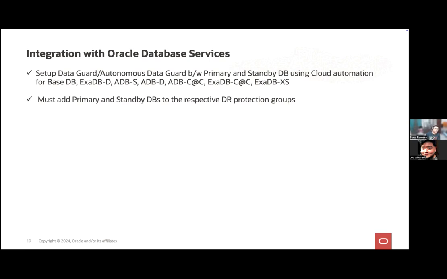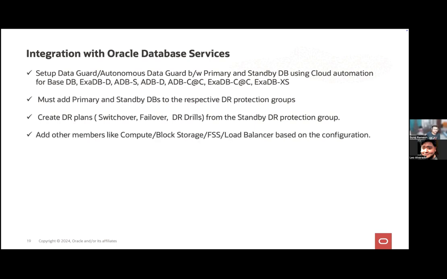So once you do that, you add the primary and standby database to the respective protection groups based upon your regions. And then you go ahead and create the DR plans. I mentioned we support various plan types like switchover, failover, and drills from the standby protection group region. I have explained the reasoning behind why we don't allow the DR plan creation in the primary, so we always allow it in the standby protection group region.